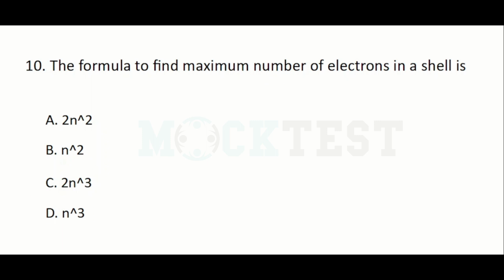The formula to find maximum number of electrons in a shell is? Option A 2n raised to 2, B n raised to 2, C 2n raised to 3, D n raised to 3. Option A, 2n raised to 2. The formula to find maximum number of electrons in a shell is 2n raised to 2.